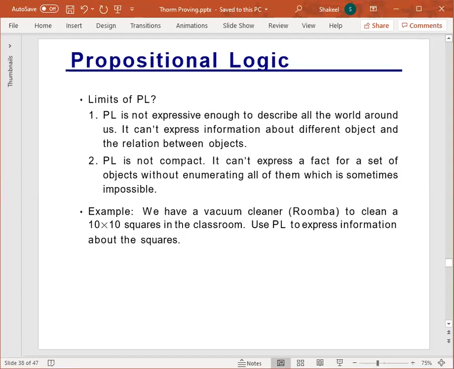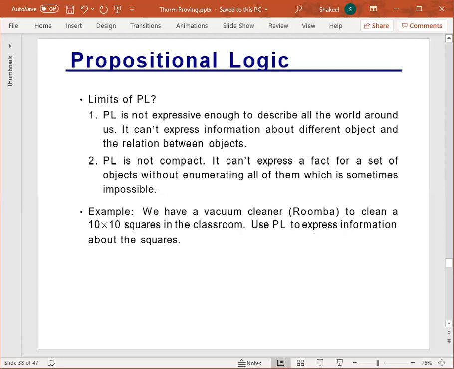However, it has limits. First of all, propositional logic is not expressive enough to describe the world around us, including information about objects and the relationship between objects. It does not, for example, express time. Also, propositional logic is not compact.